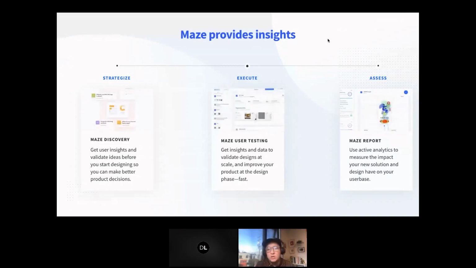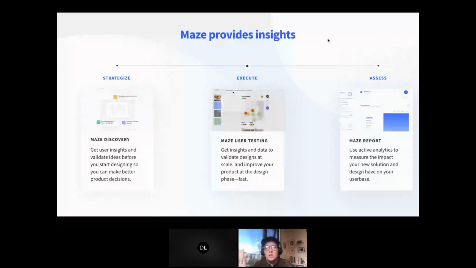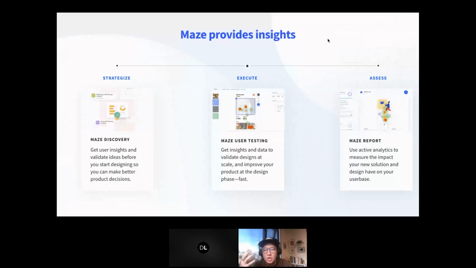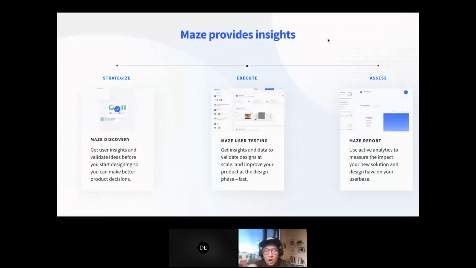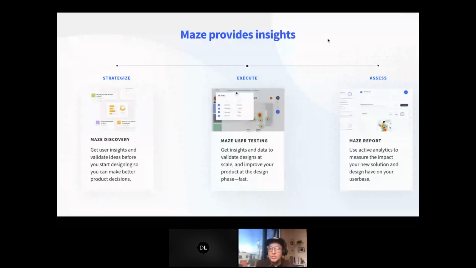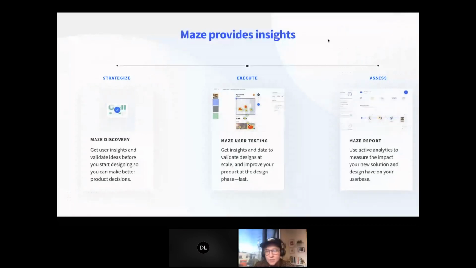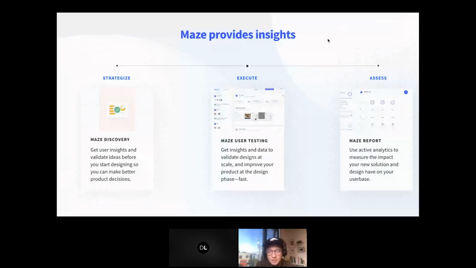The execution follows through with the validation of the test, the actual data capturing, and being able to understand how users are actually interacting with that product or prototype. And then, of course, assessing is all about understanding the insights that are then garnered. So how do we understand the analytics? What do we know from the experience that was conducted?